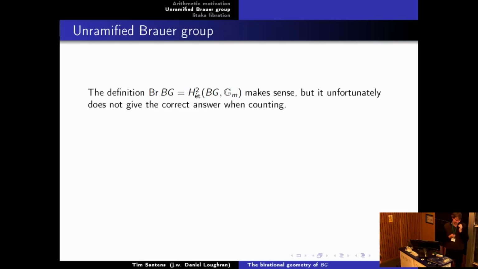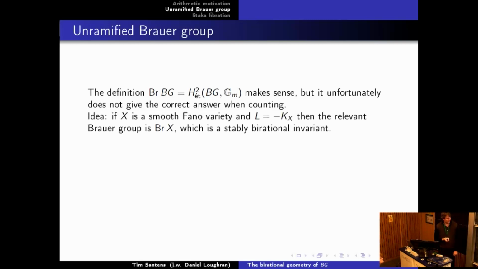So yeah, the definition of the Brauer group. BG has a good étale site, so we can make sense of the definition of the second étale cohomology of BG evaluated in G_m. But unfortunately, in practice, if you start looking at these things, this group is way too large to give the correct answer. So we have to do something different.